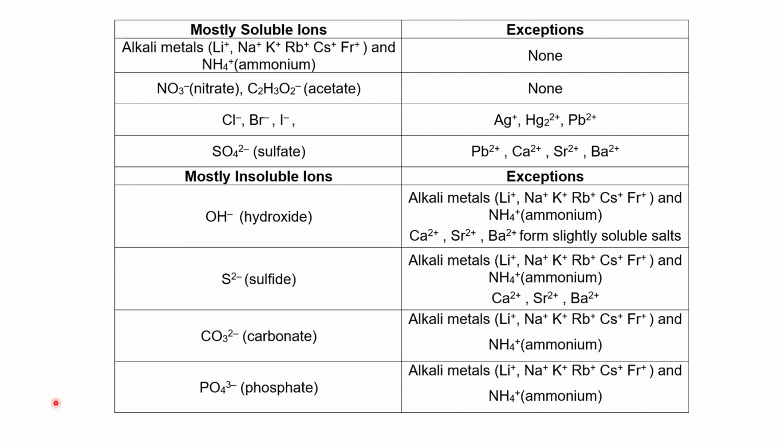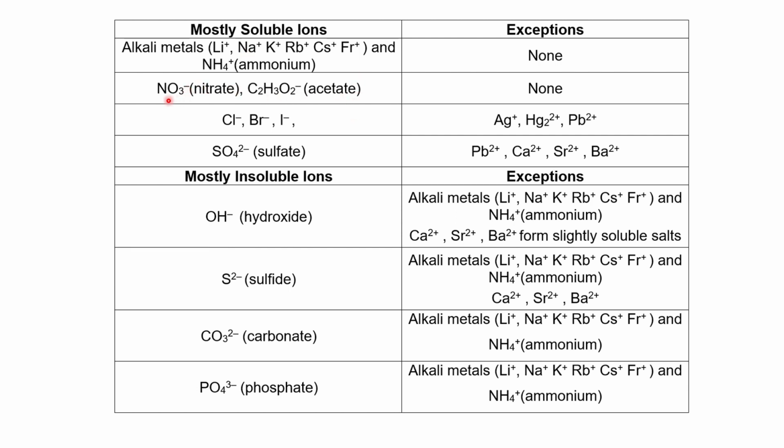So this table right here gives us our basic rules for determining if salts are soluble or if salts are insoluble. So let's start with the top of the table up here. These are for mostly soluble ions or mostly soluble salts. So you can see in my first row here, your alkali metals, remember they all have a +1 charge, and ammonium are going to be soluble. Now, in this right-hand column here, we have our exceptions, and you can see there are no exceptions.